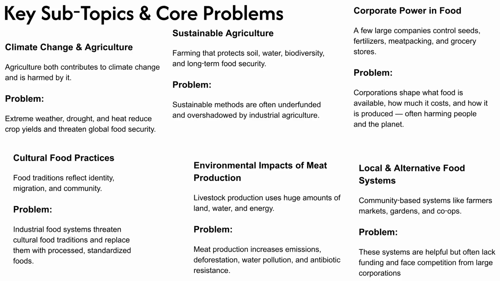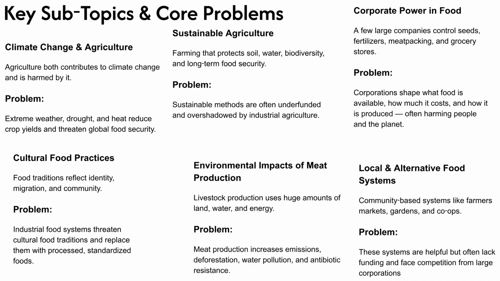As we go to the last slide further, we enter climate change and agriculture. Agriculture contributes to climate change, and climate change harms agriculture. Extreme weather, drought, and heat reduce crop yields and threaten global food security. Sustainable agriculture. Sustainable agriculture protects soil, water, biodiversity, and long-term food security. But these methods are often underfunded and overshadowed by industrial agriculture.